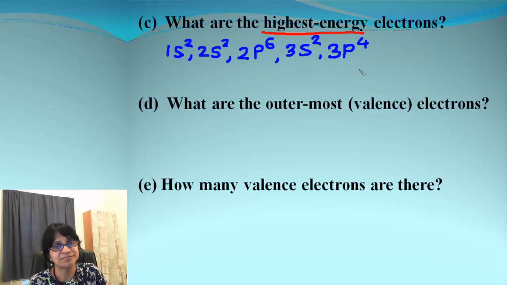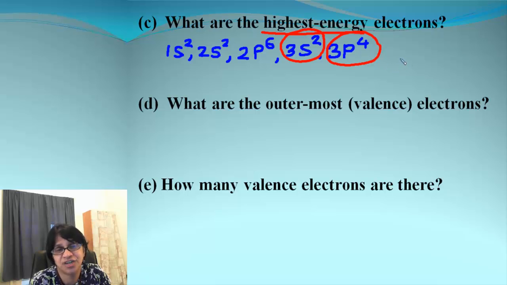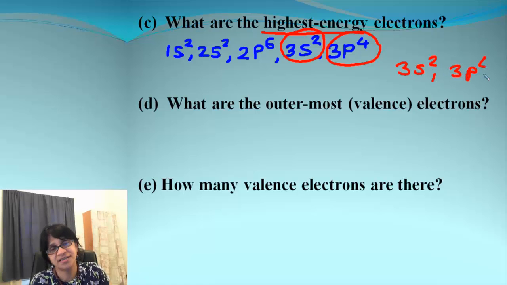Which are the highest energy electrons? You remember, the one which we are ending with will always be the highest energy electron. But look carefully, we also have 3s2. So on level 3, we have 3s2 and 3p4 both in the highest energy level. So we can write down that 3s2 and 3p4 both are highest energy electrons. Out of them, of course, 3p4 are still at a higher level.